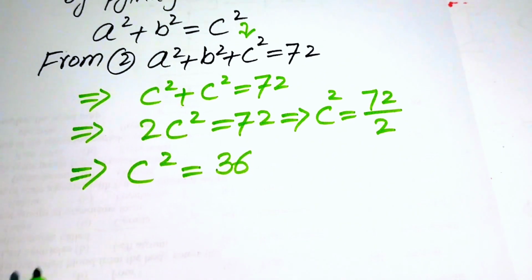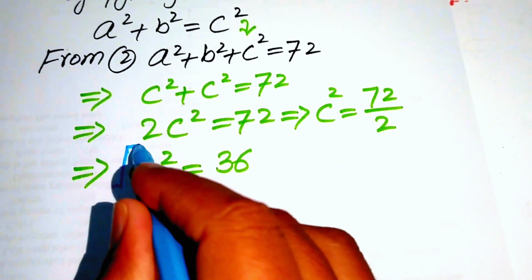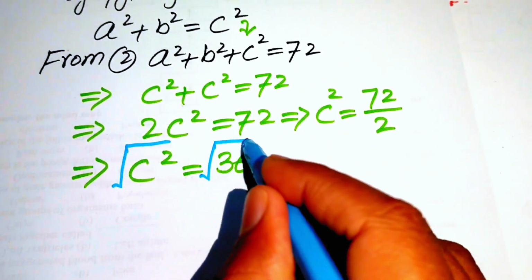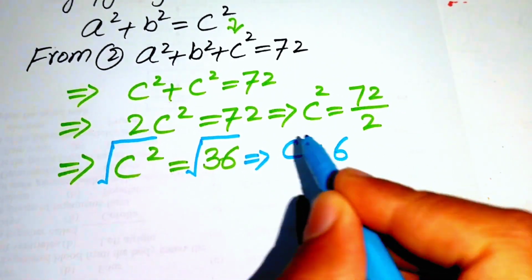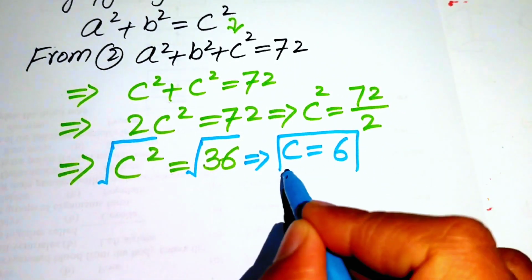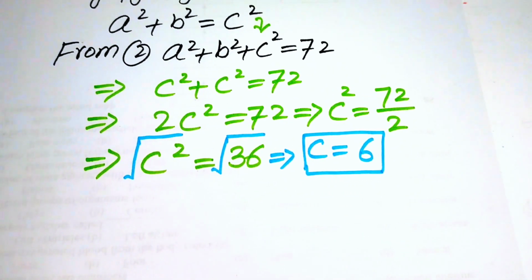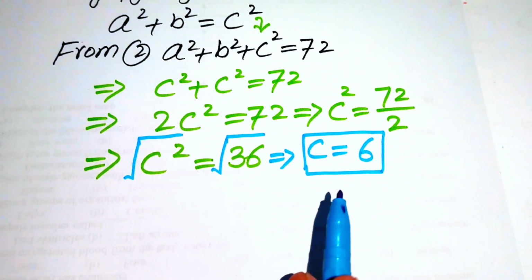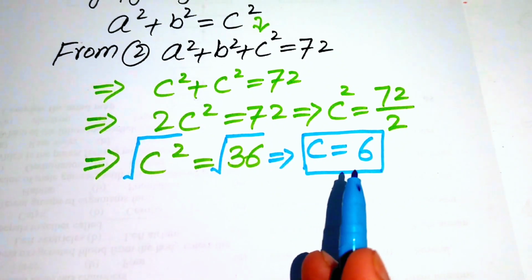When we take the square root on both sides of this equation, we get c equals plus or minus 6. But we choose only the positive value, because c is the length of the side of a right triangle and cannot be negative. So the value of c becomes 6.